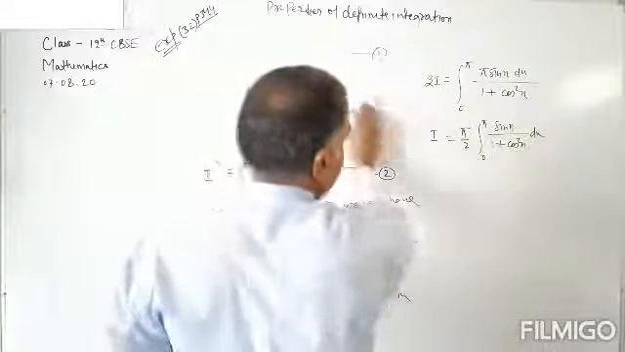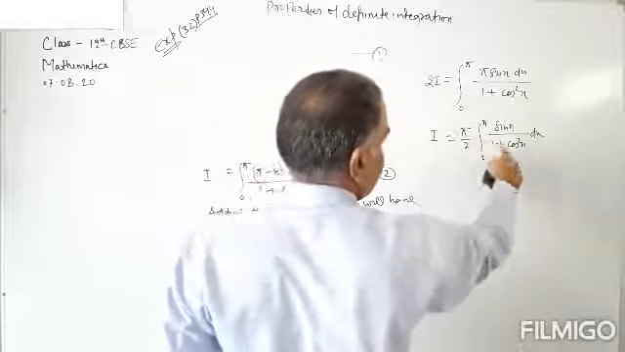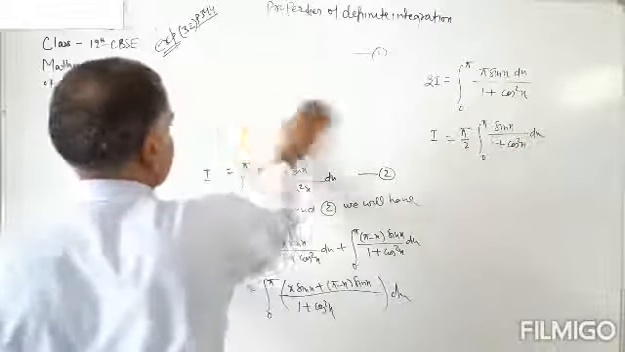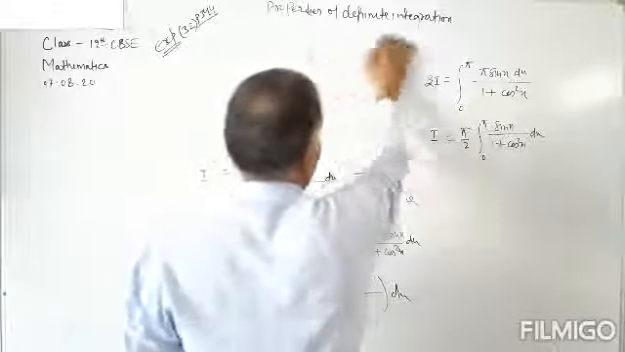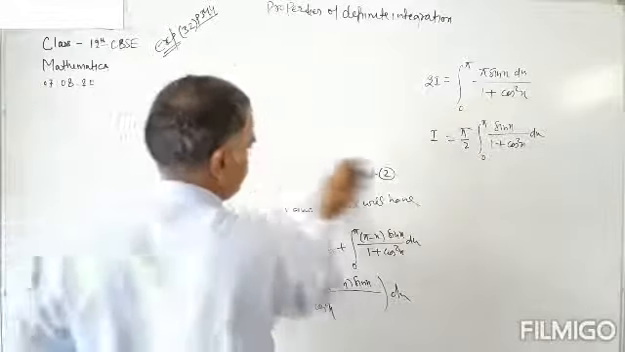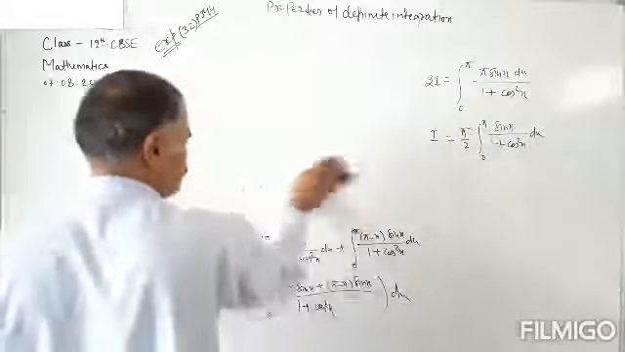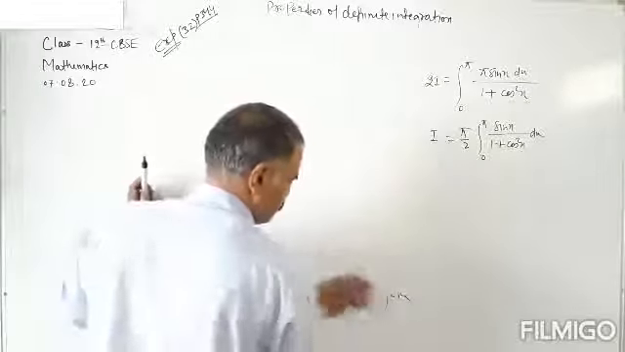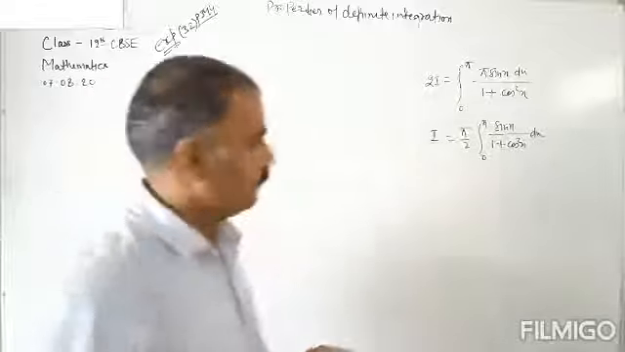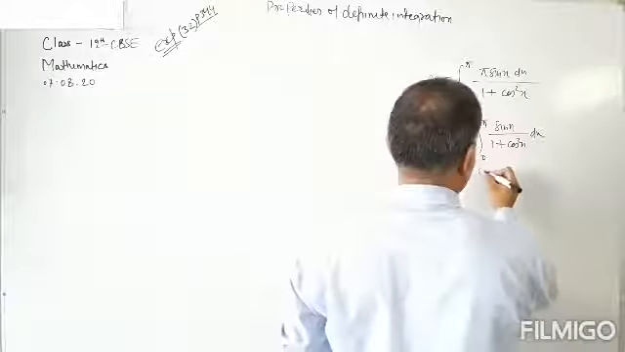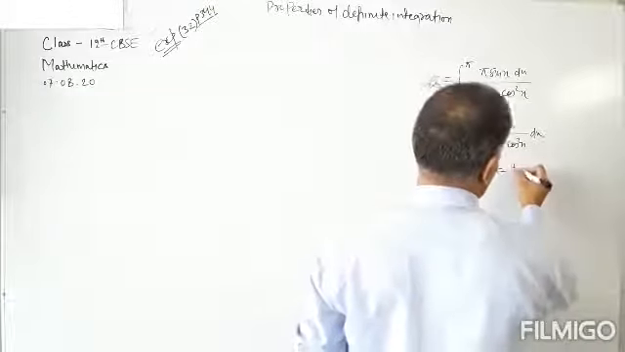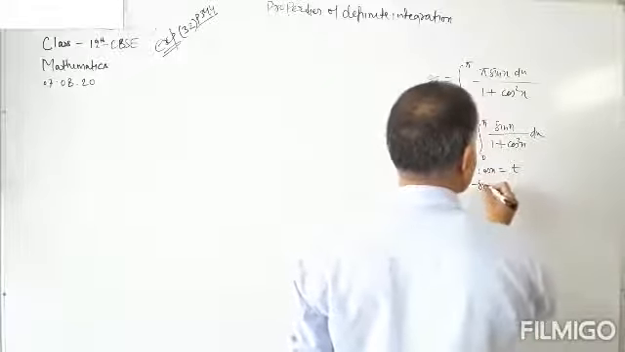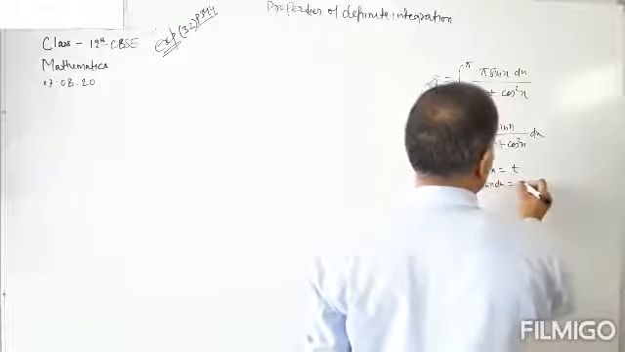The given function is the integral from 0 to pi of sin x upon 1 plus cos square x, and you know very well we will use the general substitution method. Okay, so we substitute cos x equals t, which implies that minus sin x dx equals dt.